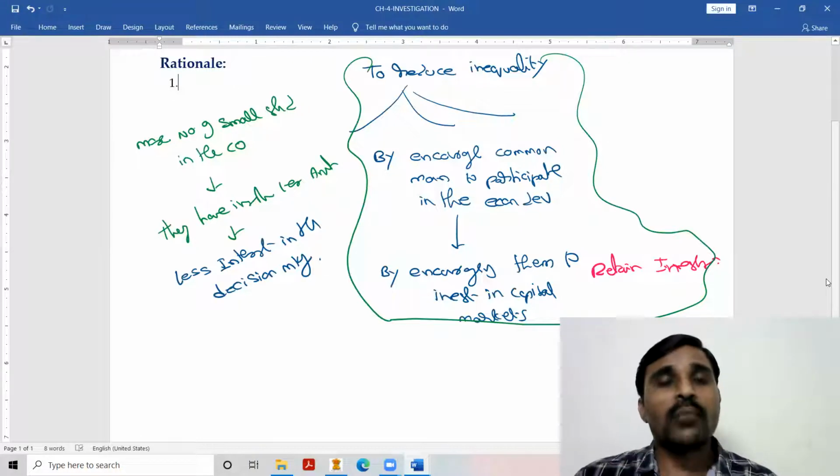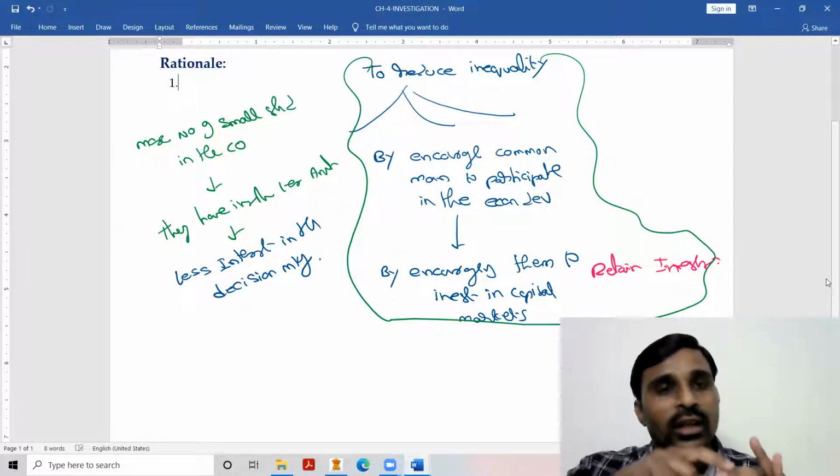Therefore, corporate frauds have been increasing, and one of the reasons is that shareholders are not showing interest in the decision making. Why are the shareholders not interested? Because there are more shareholders and they have invested less money.